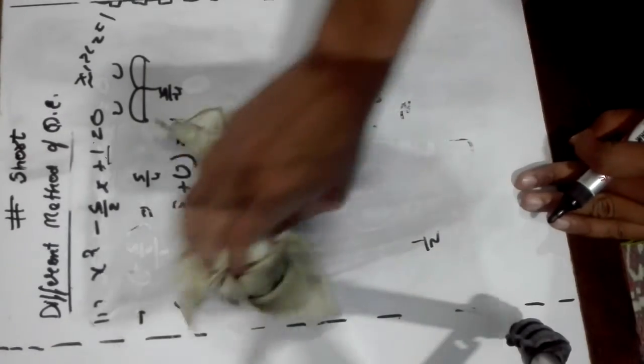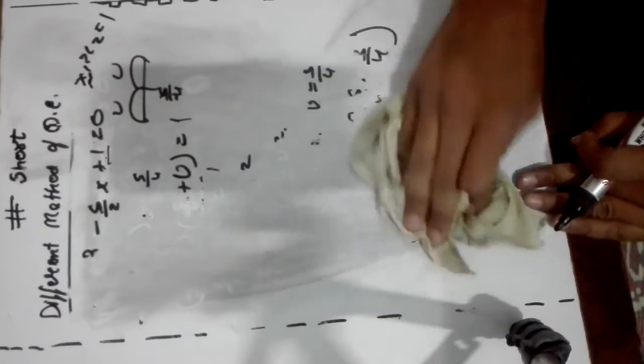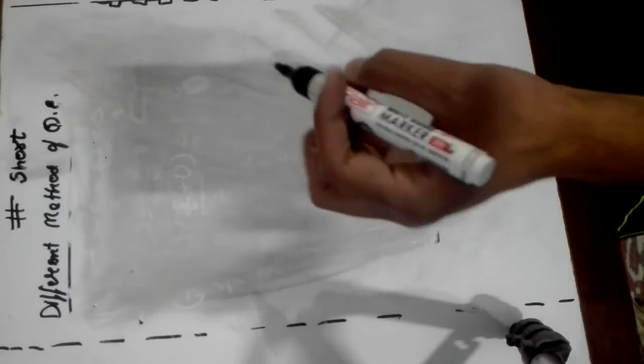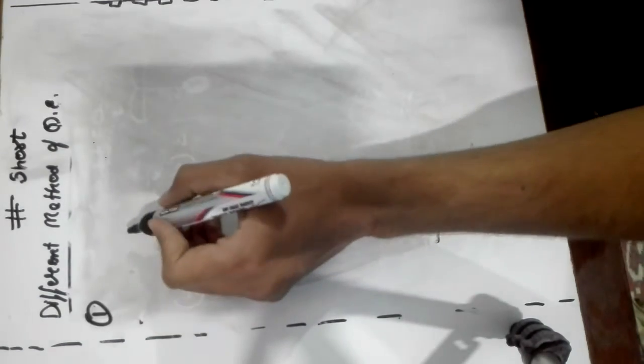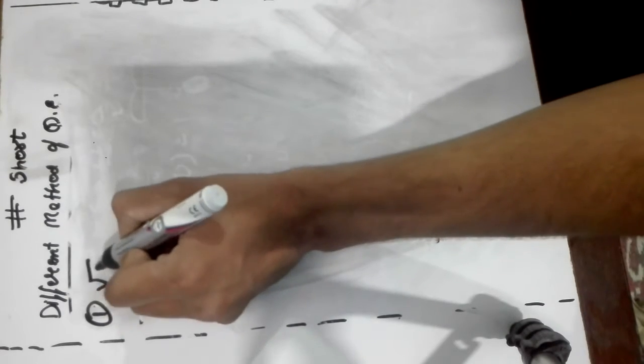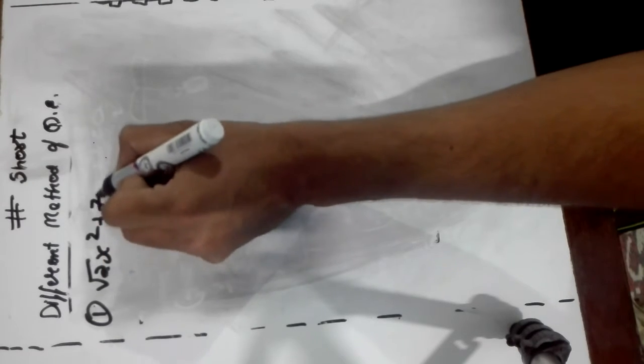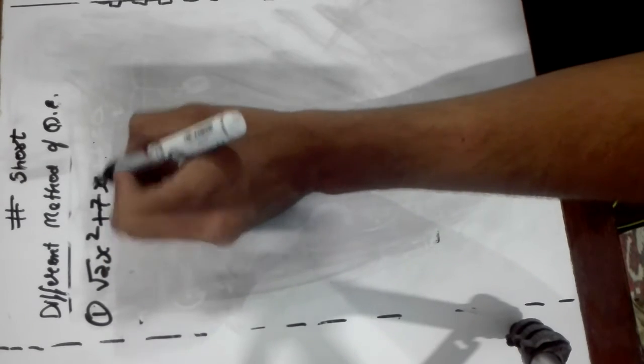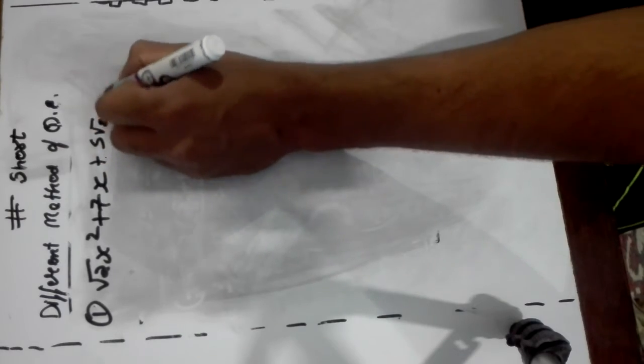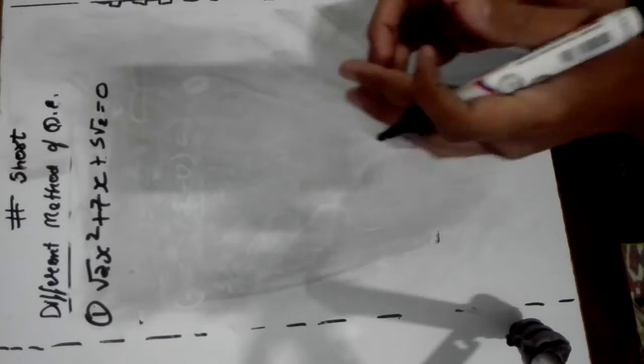Now just move to the hard problem, where you can see clearly how you can make it quite simple and short. So let's just take and solve this equation, root 2 x square plus 7x plus 5 by root 2 equals to 0. Let's just take this example.